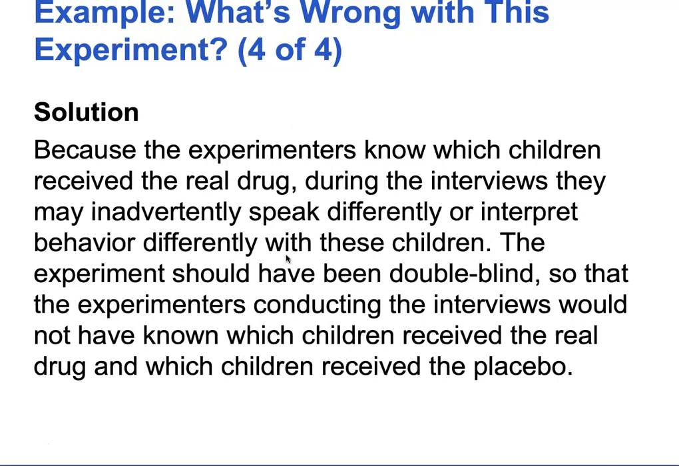Because the experimenters know which children receive the real drug, during the interviews they may inadvertently speak differently or interpret behavior differently with these children. The experiment should have been double-blind so that the experimenters conducting the interviews would not have known which children received the real drug and which children received the placebo. So they're saying in here, because the experimenters knew who had the drug and who didn't, they would be biased in how they conducted their interviews.